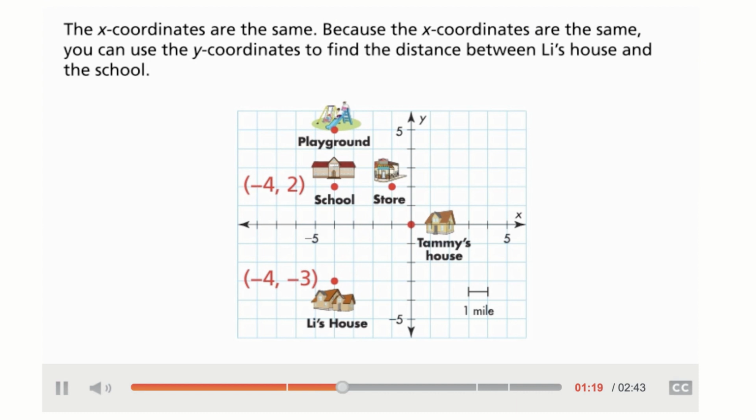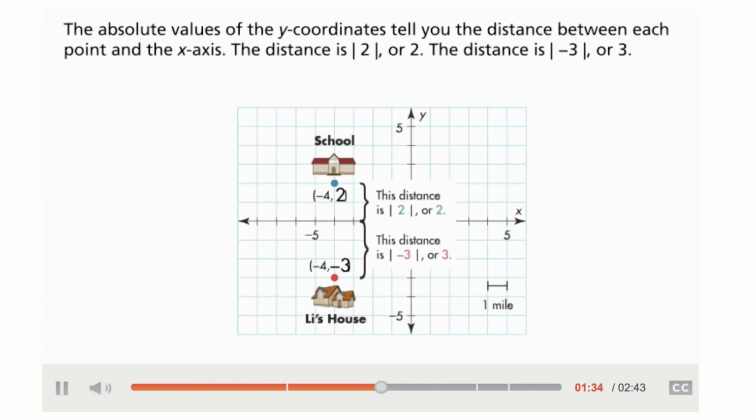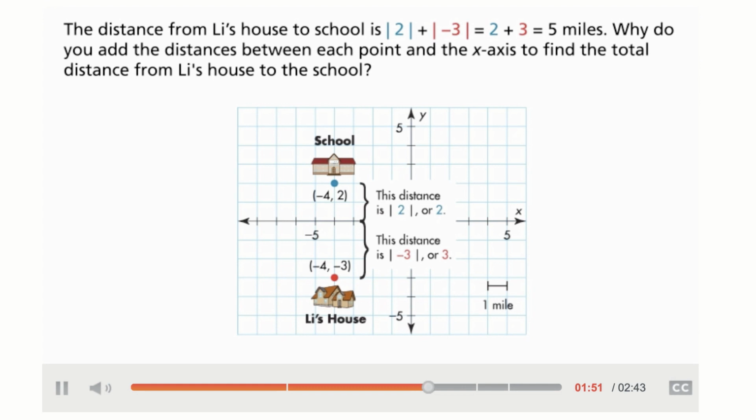Because the x-coordinates are the same, you can use the y-coordinates to find the distance between Lee's house and the school. You can use what you know about absolute value to find distances. The absolute values of the y-coordinates tell you the distance between each point and the x-axis. This distance is the absolute value of 2, or 2. This distance is the absolute value of -3, or 3. The distance from Lee's house to school is the absolute value of 2 plus the absolute value of -3 equals 2 plus 3 equals 5 miles.